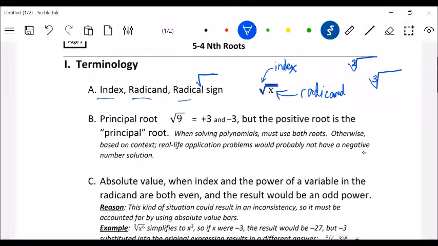Now, notice this part about b. When you take the square root of the number, there's a positive and a negative, such as with 9, -3 times -3 can make a positive 9. But what we call the principal root is the positive one. So when you're solving, you use both roots because you need 2 of them. But when there were real life application type problems, then you probably wouldn't have a negative number solution and you would only use the positive. So you need to look at the context and what's appropriate.